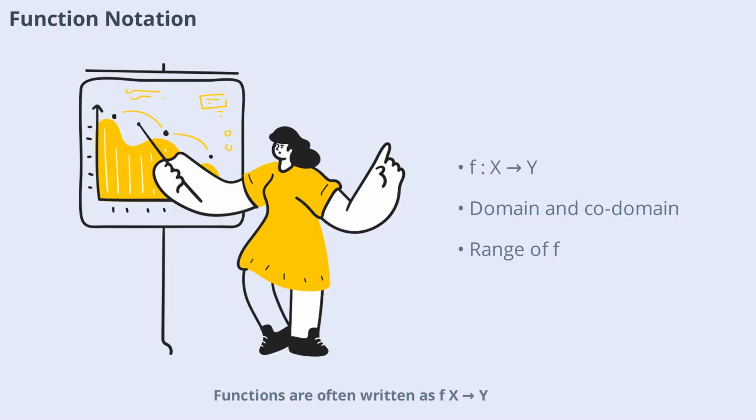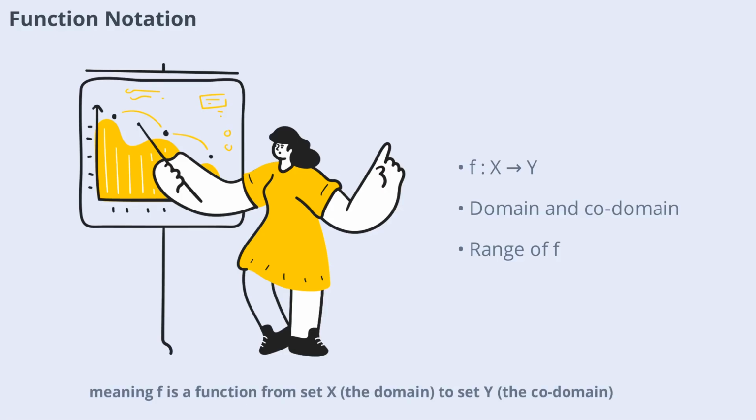Functions are often written as f: X → Y, meaning f is a function from set X, the domain, to set Y, the codomain. For each x in X, there is a unique y in Y, written as f(x). The set of all possible values f(x) forms the range of the function.